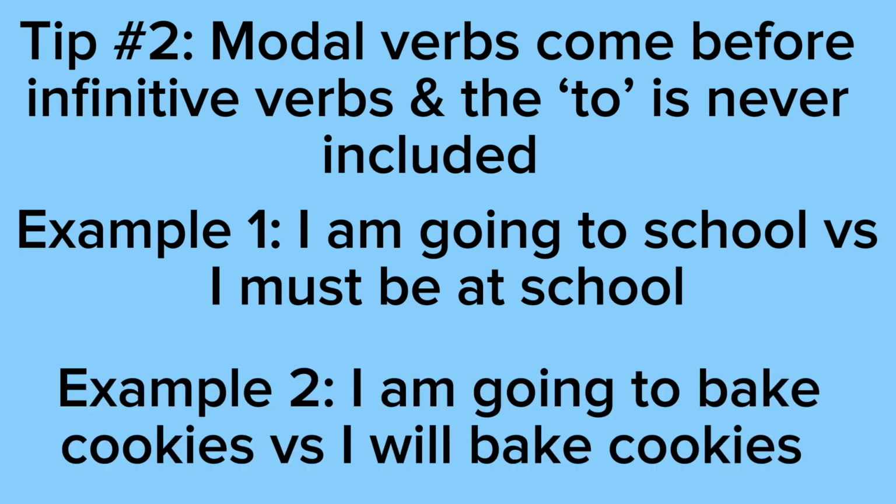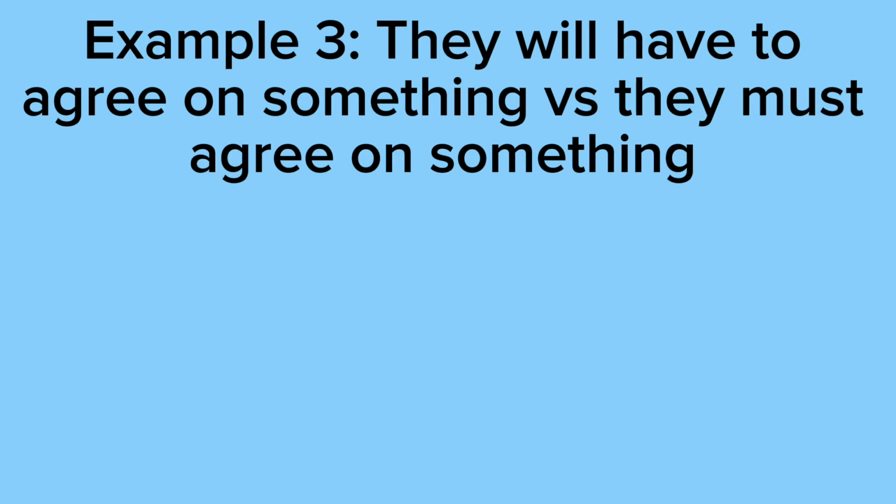Example 2 says, I am going to bake cookies versus I will bake cookies. Notice how we use will, which is the modal verb, so we can't use to. Example 3 says they will have to agree on something versus they must agree on something.